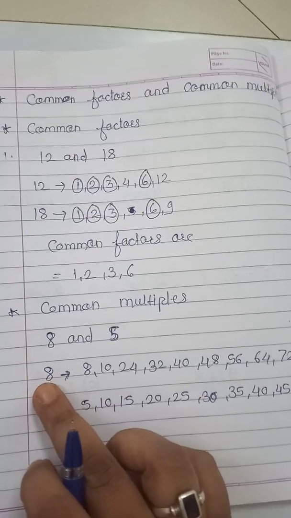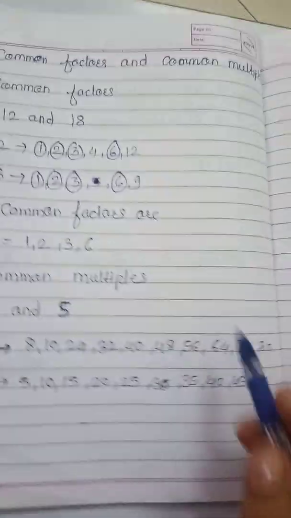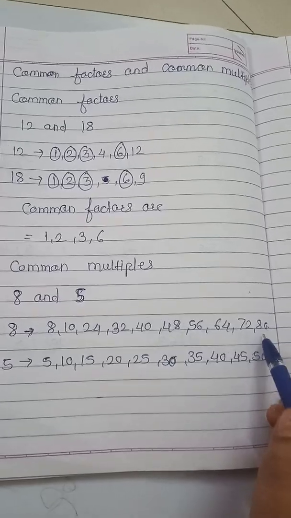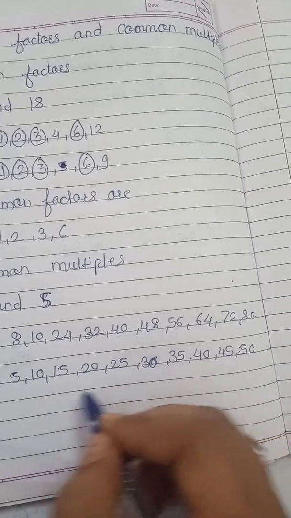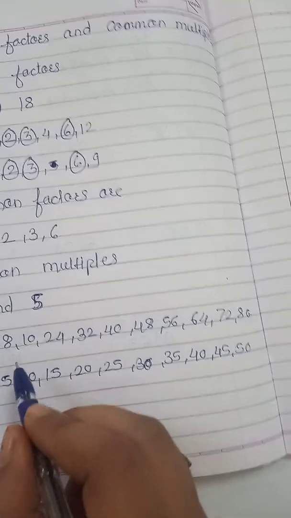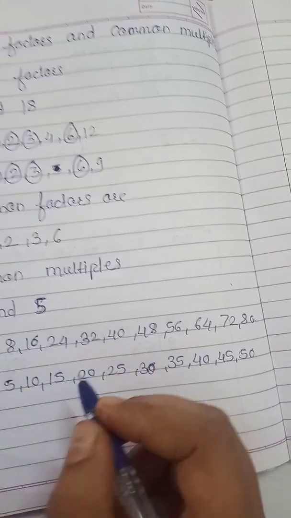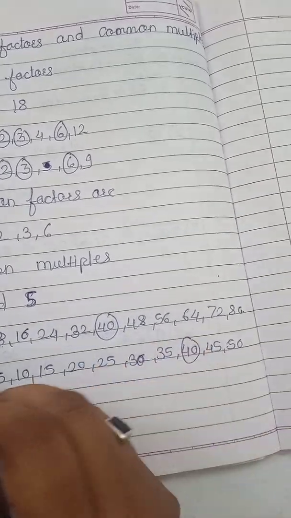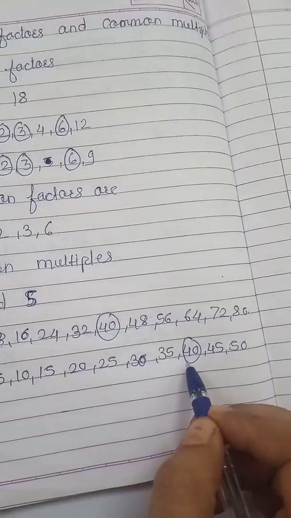See here, the multiples are unlimited, but the factors are limited. You have to write the multiples. Then see the common number. The common number is in the table of 8 and the table of 5. 8 is not the same, then the same number is 40. In the table of 8, 40 is there, and in the table of 5, 40 is also there.